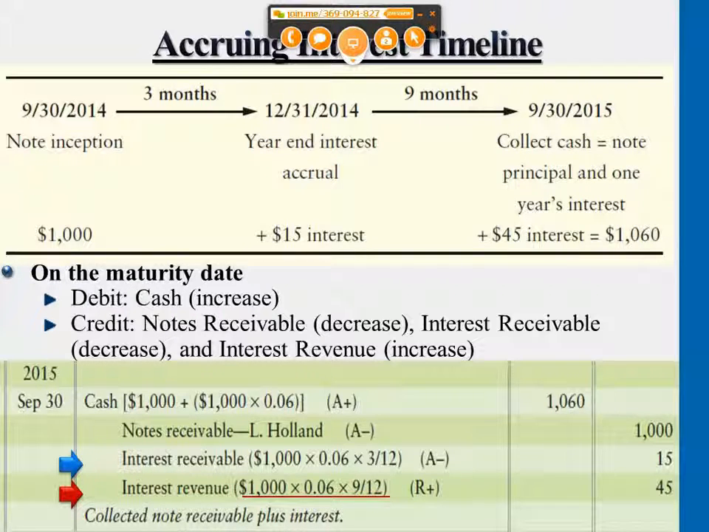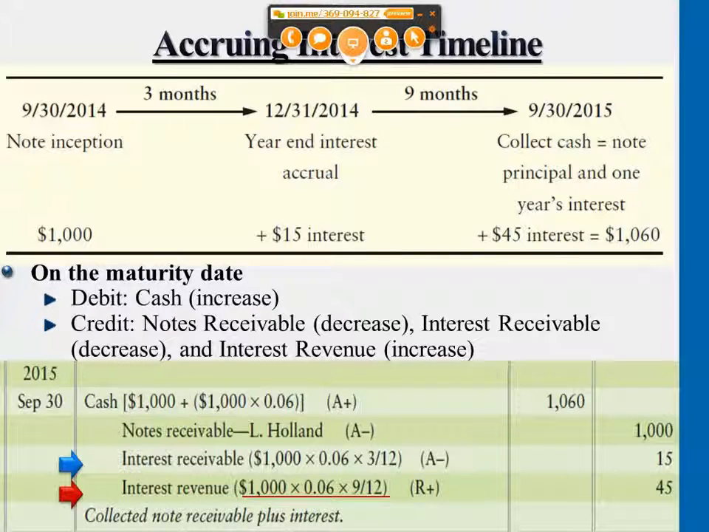Okay, so the case that we just talked about also involves 3 journal entries. You will definitely have one journal entry that happens here, September 30th, when you lend money to that customer. So that journal entry is the note inception entry. You will have notes receivable, since you lent money to others, and then you reduce cash $1,000. This is the first entry that happens September 30th.